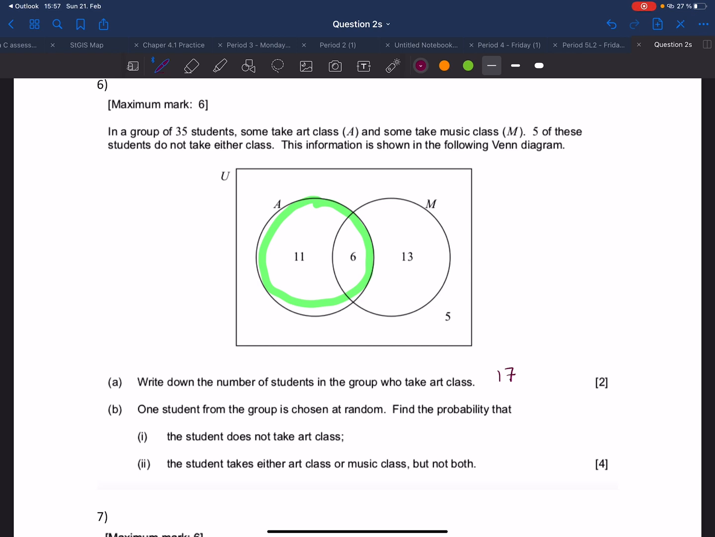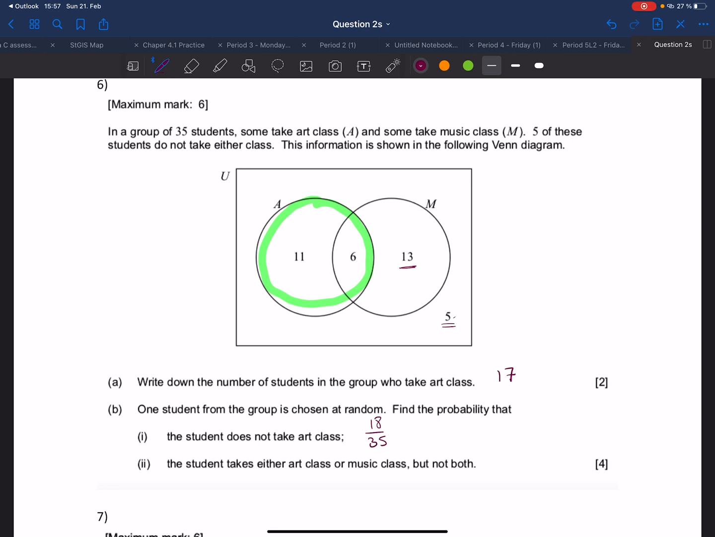Then it says 1 student from the group is chosen at random. Find the probability that the student does not take art class. So that's the remaining students, this 13 and the 5, which is 18. So there's 18 students who don't take art class out of our total of 35 students. We could simplify that, but there's no need to.